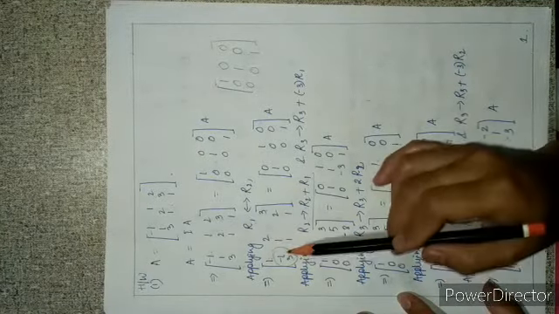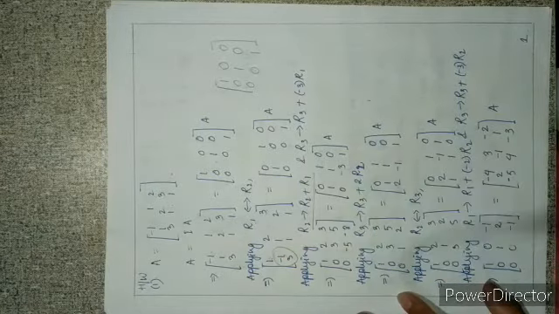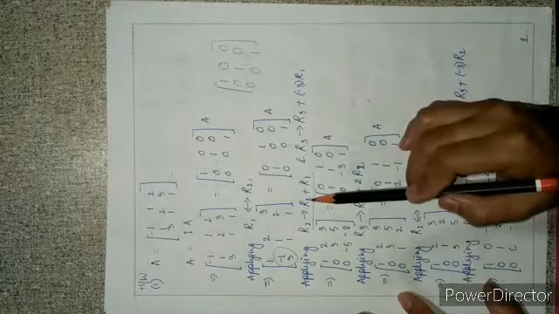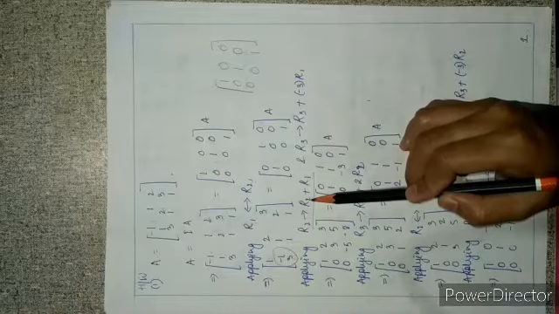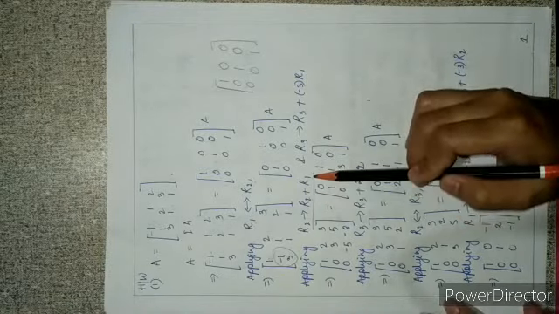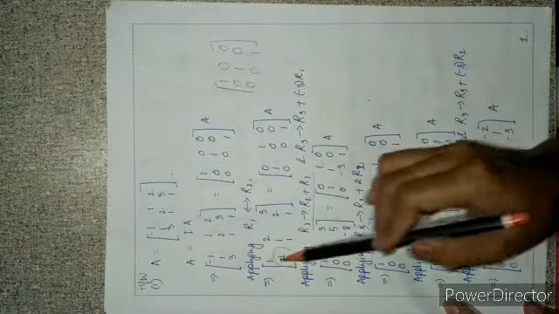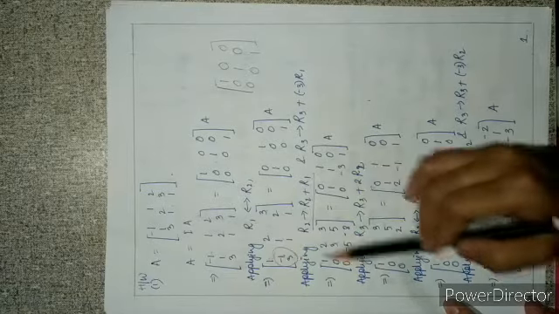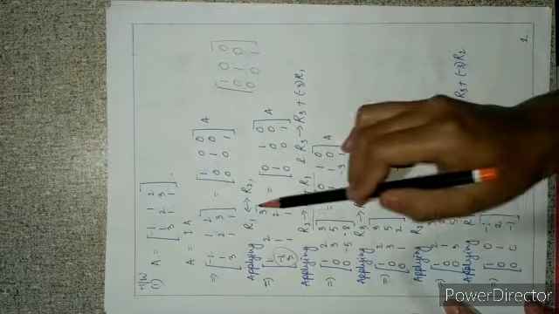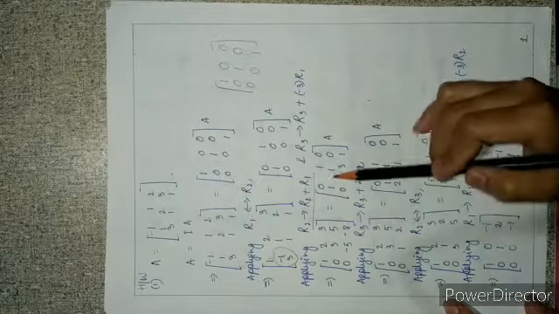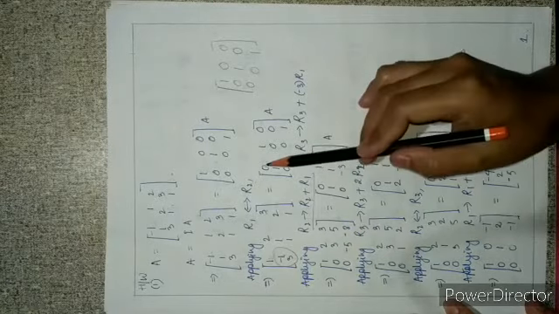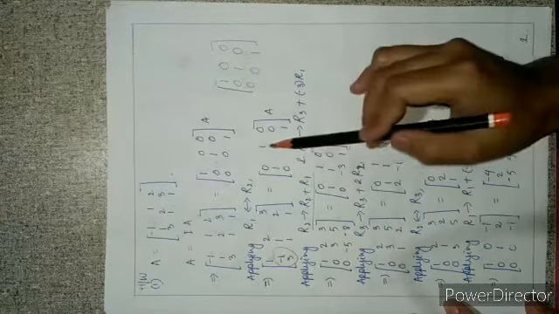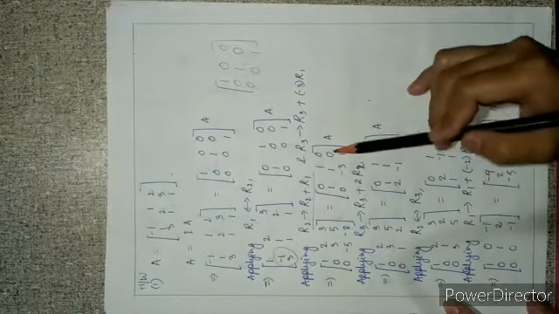will be equal to 0. So for the second row, R2 plus R1: 1 plus -1 is 0, 2 plus 1 is equal to 3, 3 plus 2 is equal to 5. Then for the right hand side, 0 plus 1 is 1, 1 plus 0 is equal to 1, and 0 plus 0 is equal to 0.